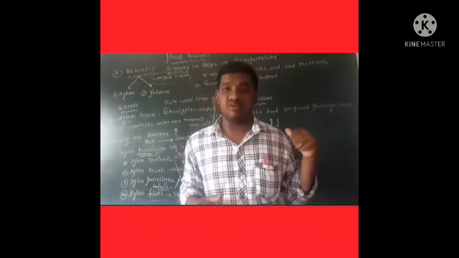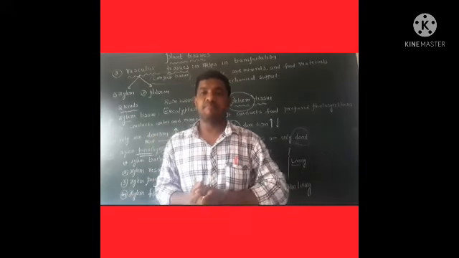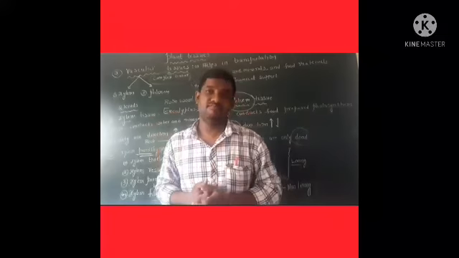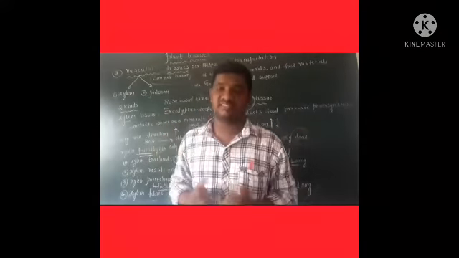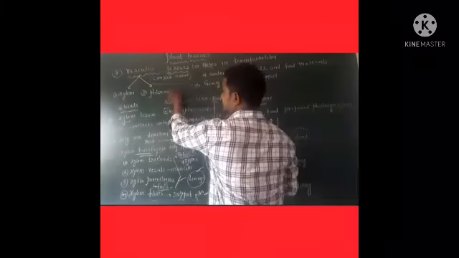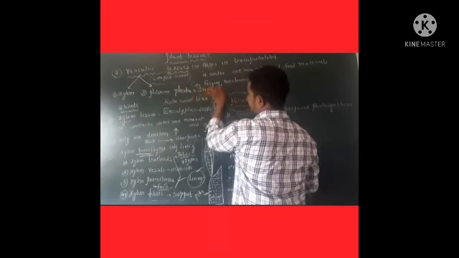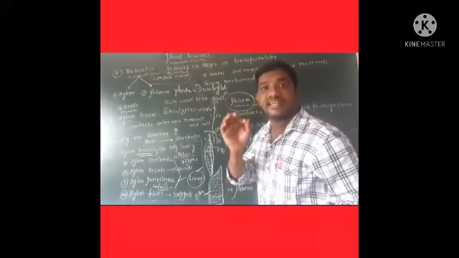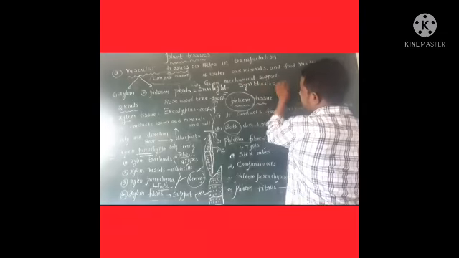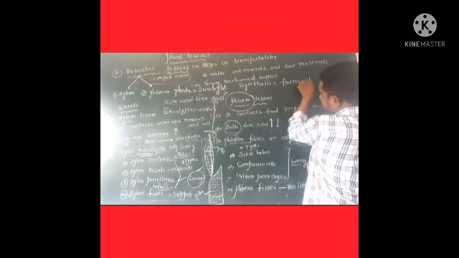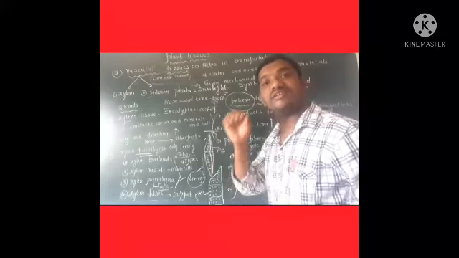Here I am using one word, photosynthesis. What is photosynthesis? The process by which plants prepare food is called photosynthesis. Photo means sunlight. Remember it. Synthesis means formed, or produced, or synthesized.